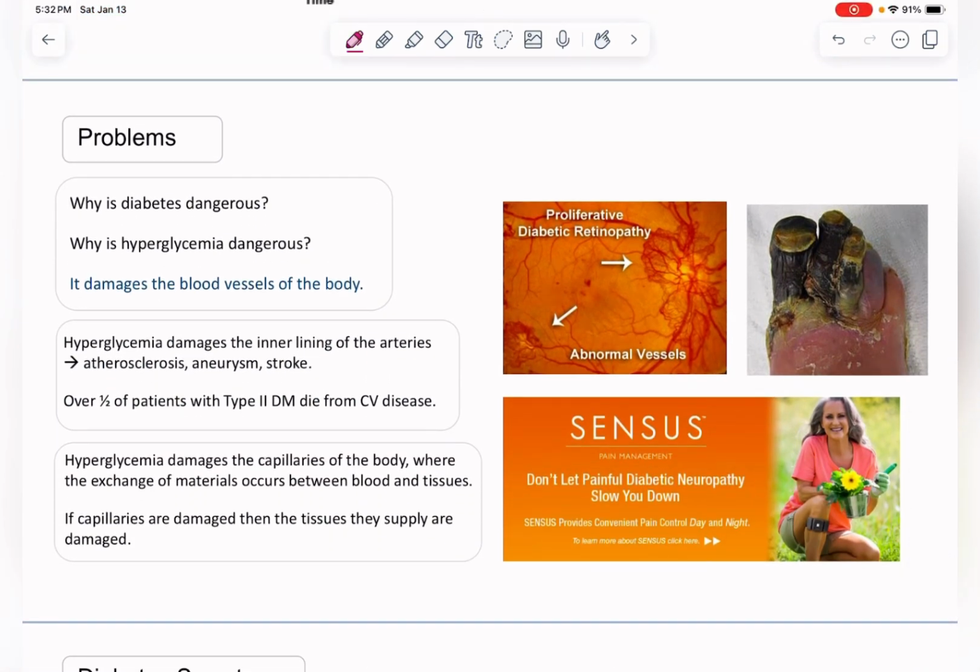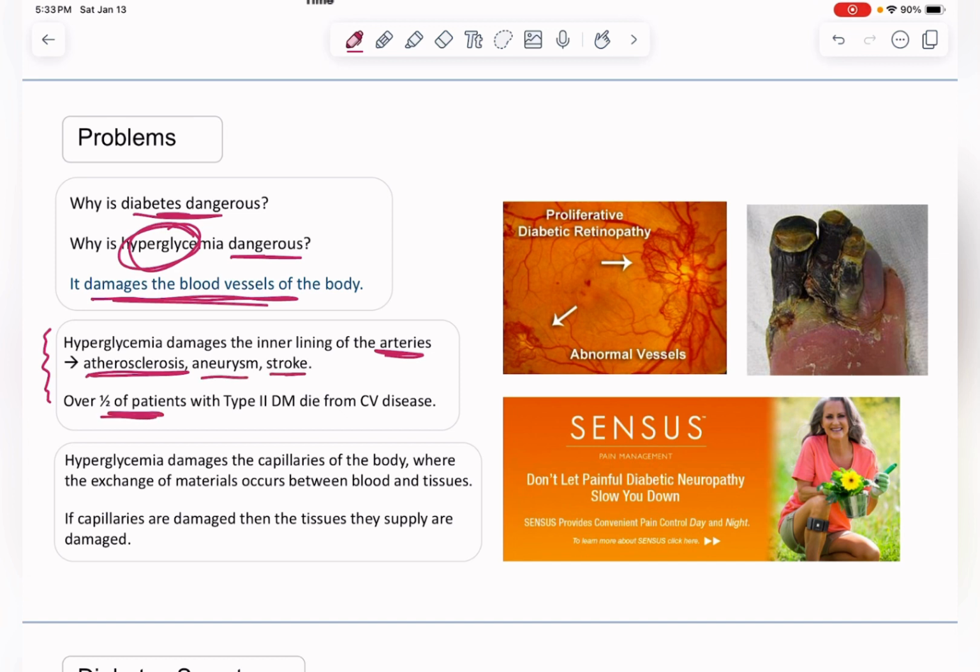Now, what are some of the problems with type 2 diabetes? Why is diabetes dangerous? Specifically, diabetes is characterized by hyperglycemia. So the question is, why is hyperglycemia dangerous? The answer is that these high blood sugar levels damage the blood vessels of the body. You have so much glucose rolling around in the blood vessels that it can damage the inner lining of the large blood vessels of the body, like the arteries. That can lead to hardening of the arteries, or atherosclerosis. It can lead to an aneurysm, or it can lead to a stroke.